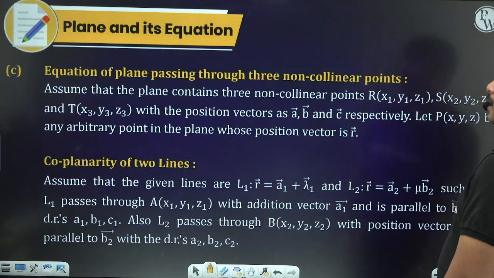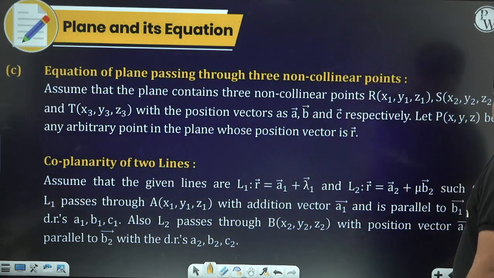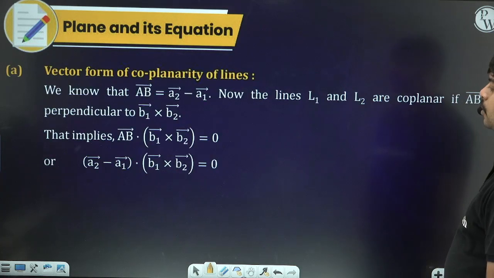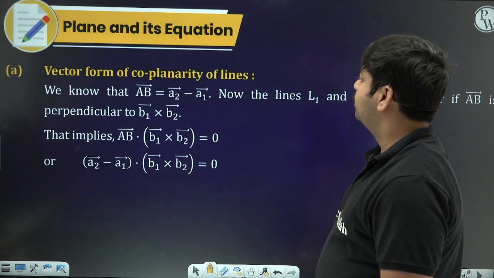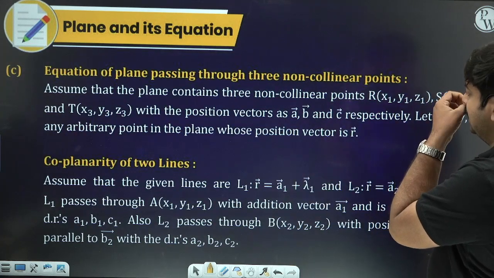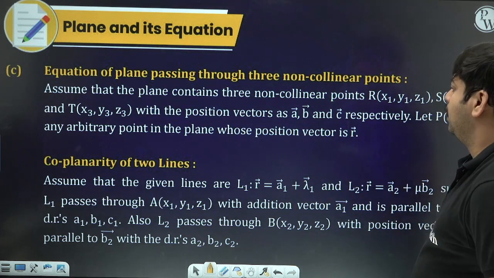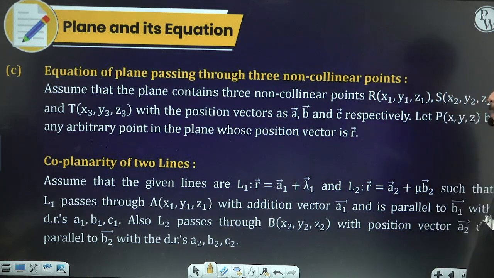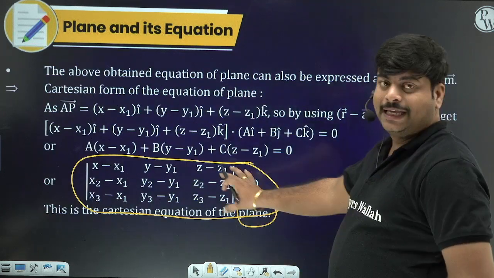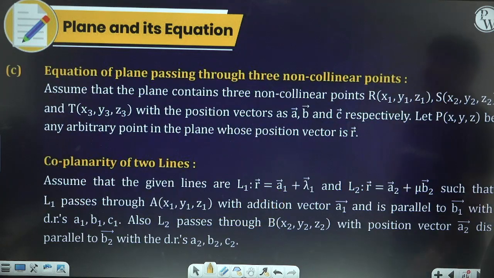Right. Equation of plane passing through three non-collinear points. Now we're having 3 points. So for that, we'll be getting the equation as a2 minus a1 dot b1 cross b2 equal to 0. Not this, I'm sorry. Assuming that the plane contains three non-collinear points, with the position vectors a bar, b bar and c bar respectively, let p be any arbitrary point in the plane whose position vector is r bar, okay? So in this case what we do for collinearity, we take the help of the same kind of conditions. All right, equation of plane passing through three non-collinear points.